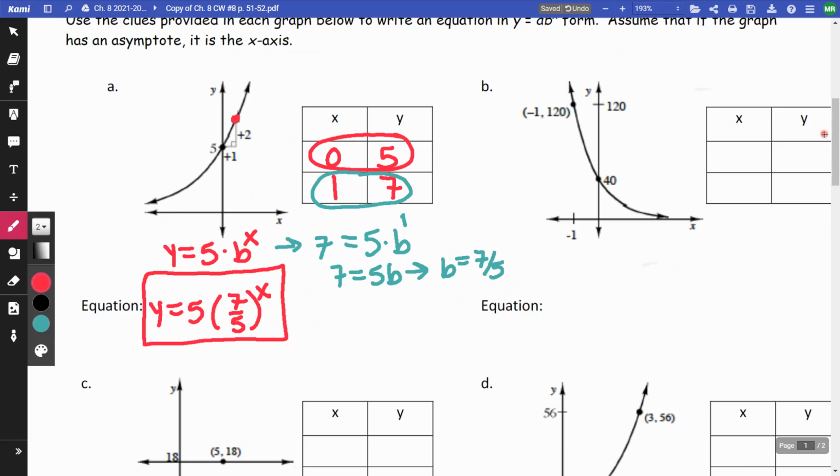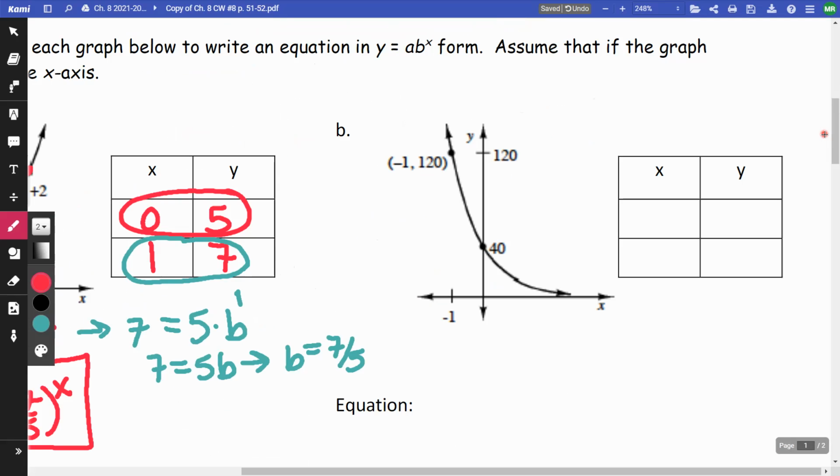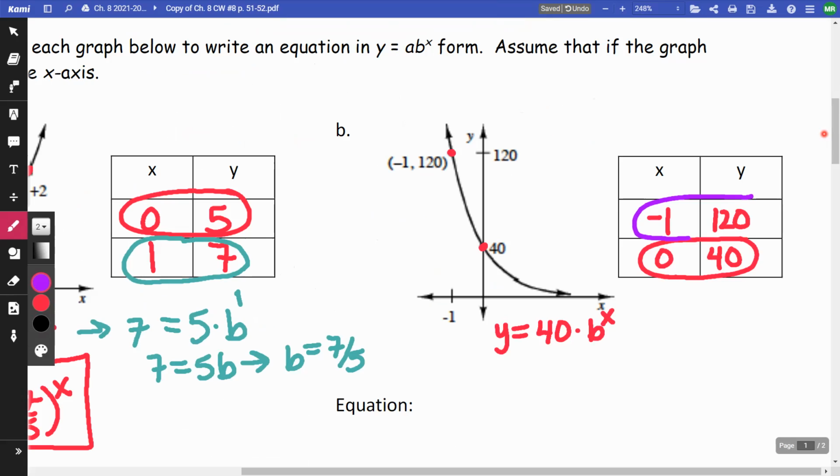On letter B, when I'm writing these points in, this point here is a -1, 120. This point here is 0, 40. Now this is our 0, that's our y-intercept, so that's going to be our a. So it's going to be y is equal to 40 times b to the power x. And then we're going to take this other point, -1, 120, and put that in. So when I do that, I'm going to have 120 is equal to 40 times b to the -1st power.